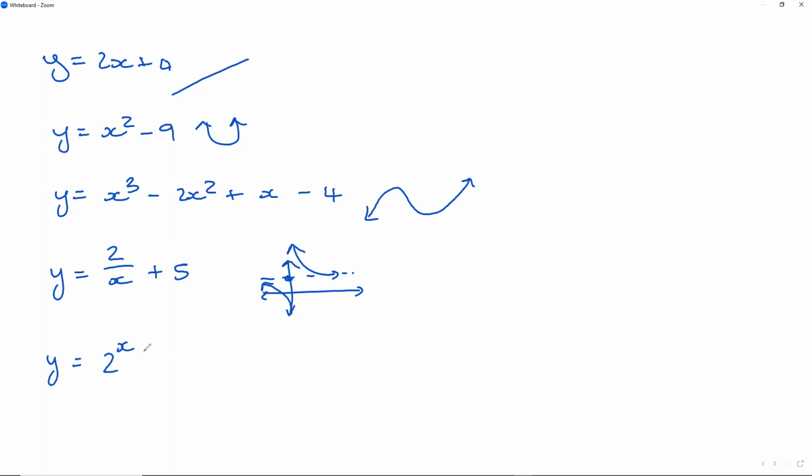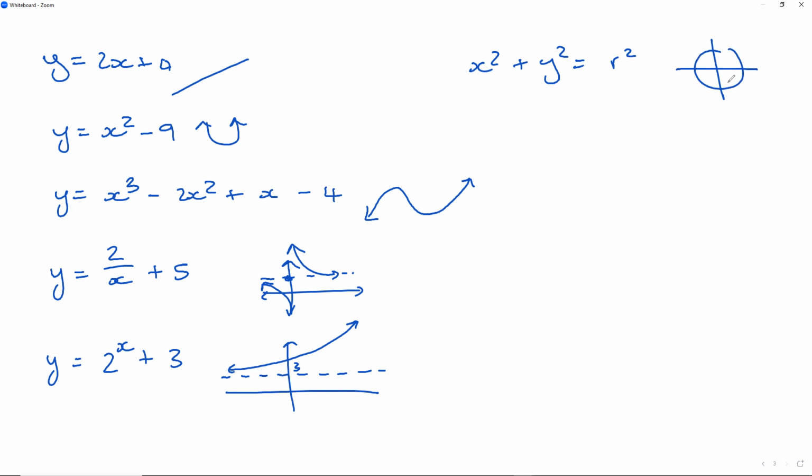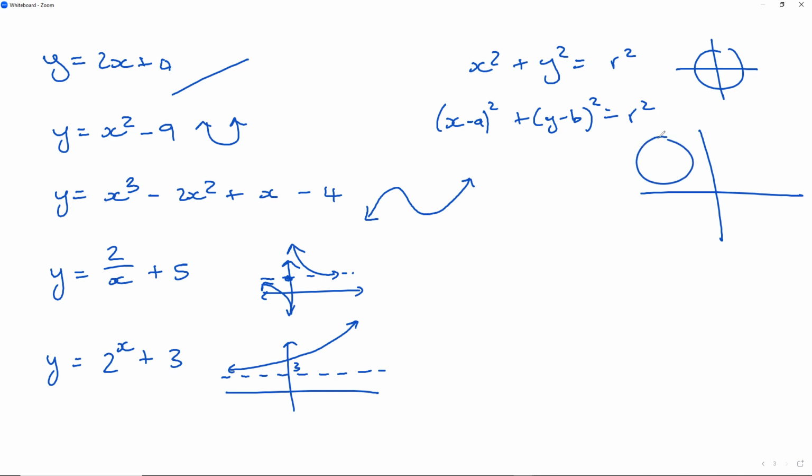We also have the exponential function, which is 2 to the power of x plus 3, let's just say hypothetically. In this case, plus 3 implies that's the asymptote over there, and 2 to the power of x plus 2 would be shifted up from the original. We also have the circle equation, x squared plus y squared equals r squared, when the center is at 0, 0. Then you get x minus a squared plus y minus b squared equals r squared, which is also a circle equation, and the center will be (a, b). With systems of equations, we're going to bring 2 or 3 of these equations together and try to solve them simultaneously in the next example.